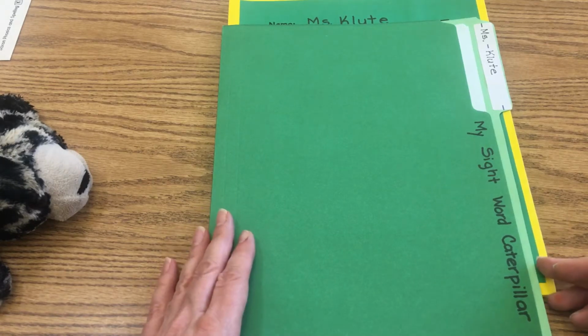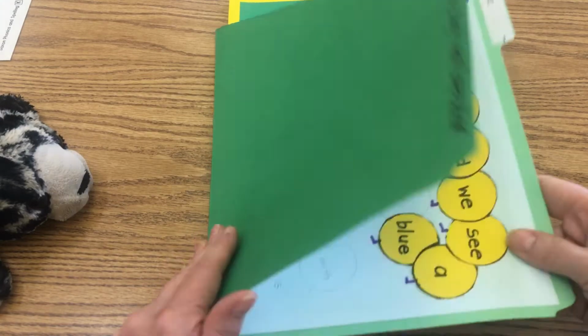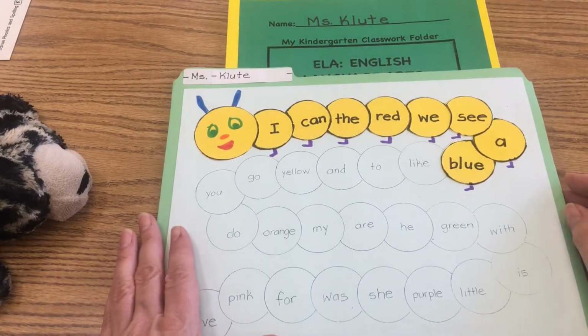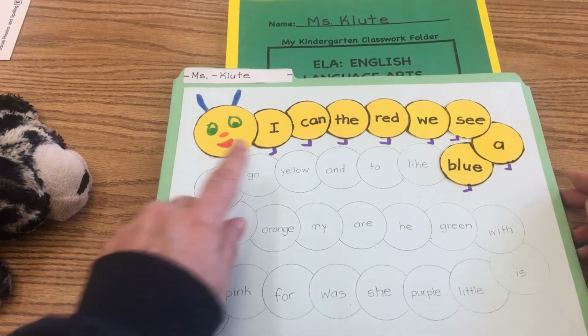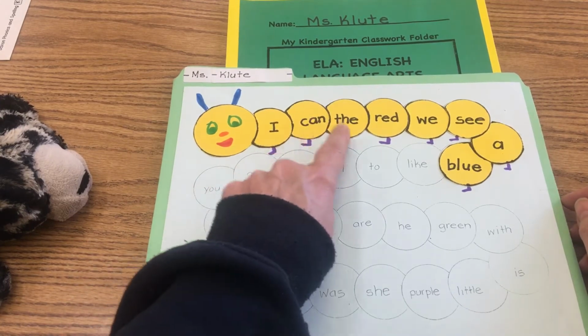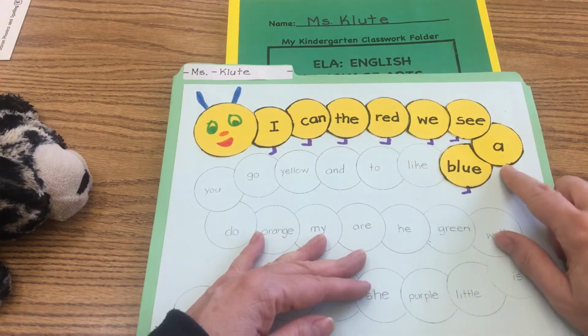We just watched the video on the short sound A and how we use that to make words. We're going to begin this lesson with our sight word caterpillar. So go ahead and open that up, and we're going to touch each foot and read the words. I can, the, red, we, see, a, blue.